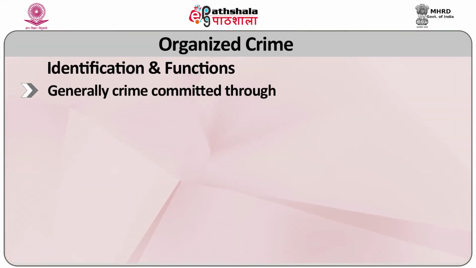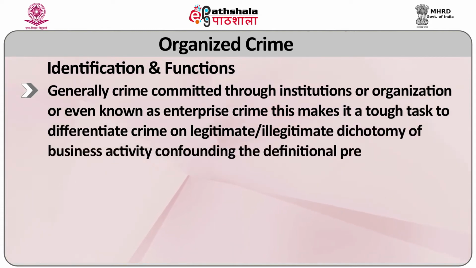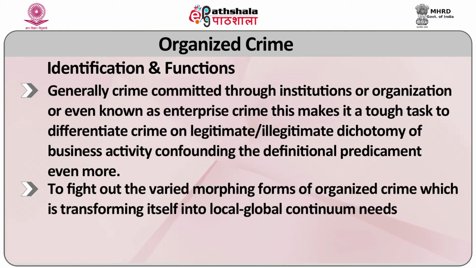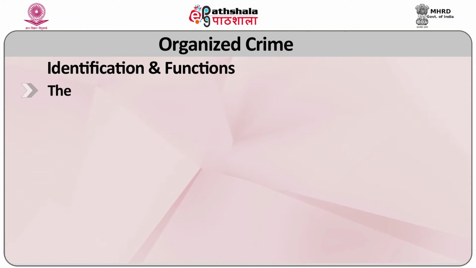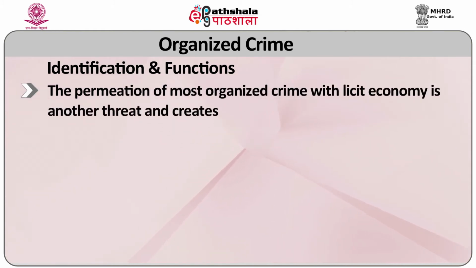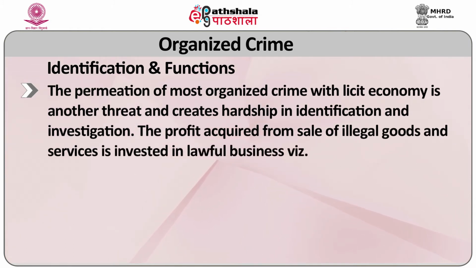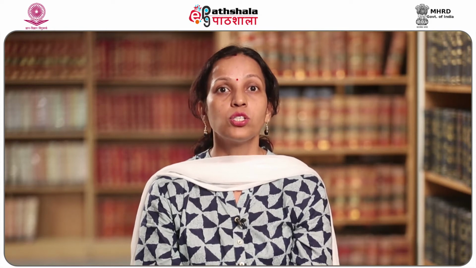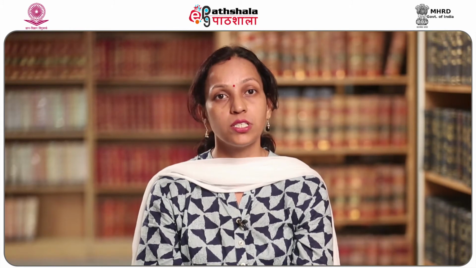Organized crime is generally crime committed through institutions or organizations, also known as enterprise crime. This makes it a tough task to differentiate on the legitimate-illegitimate dichotomy of business activities, confounding the definitional predicament even more. To fight the varied morphological forms of organized crime, which is transforming itself along a local-global continuum, needs a fresh mode of thinking like new conceptualizing, invention, innovation and bold experiment. The permeation of most organized crime with the licit-illicit dichotomy is another threat and creates hardships in identification and investigation. The profit acquired from sale of illegal goods and services is invested in lawful businesses, viz. restaurants, import-export business, labor unions or racetracks. There is a good scope of facilitation from corporate giants, corrupt politicians and civil servants, making it more difficult to find out whether the wrong committed is organized crime or not.